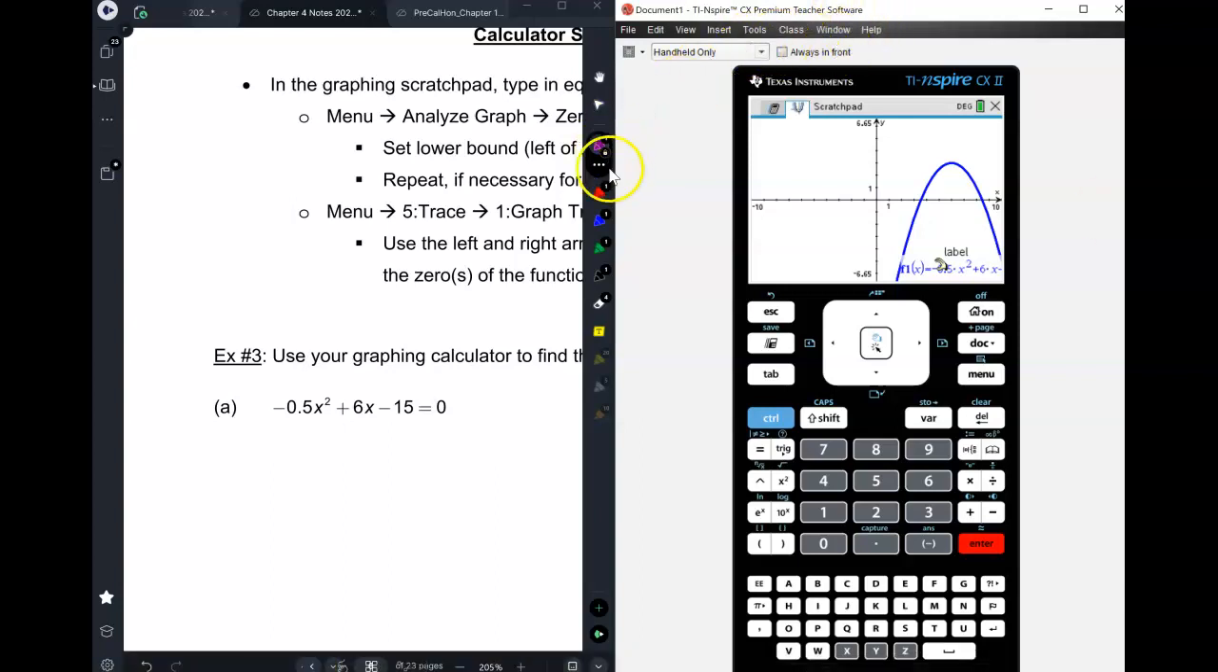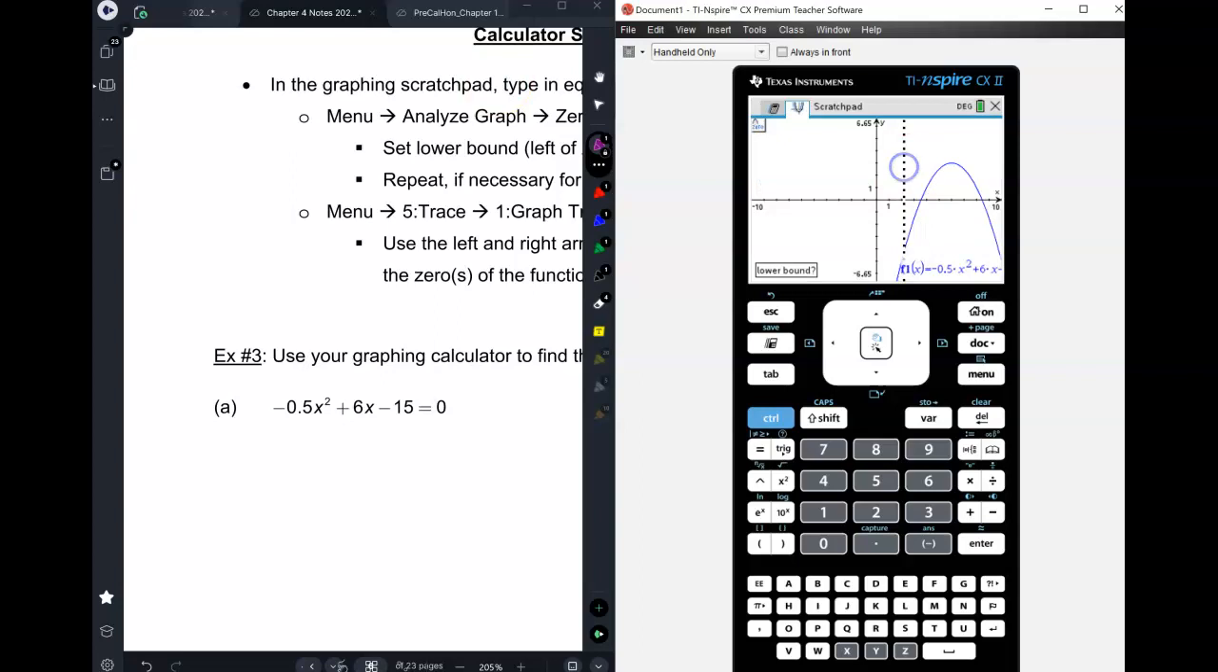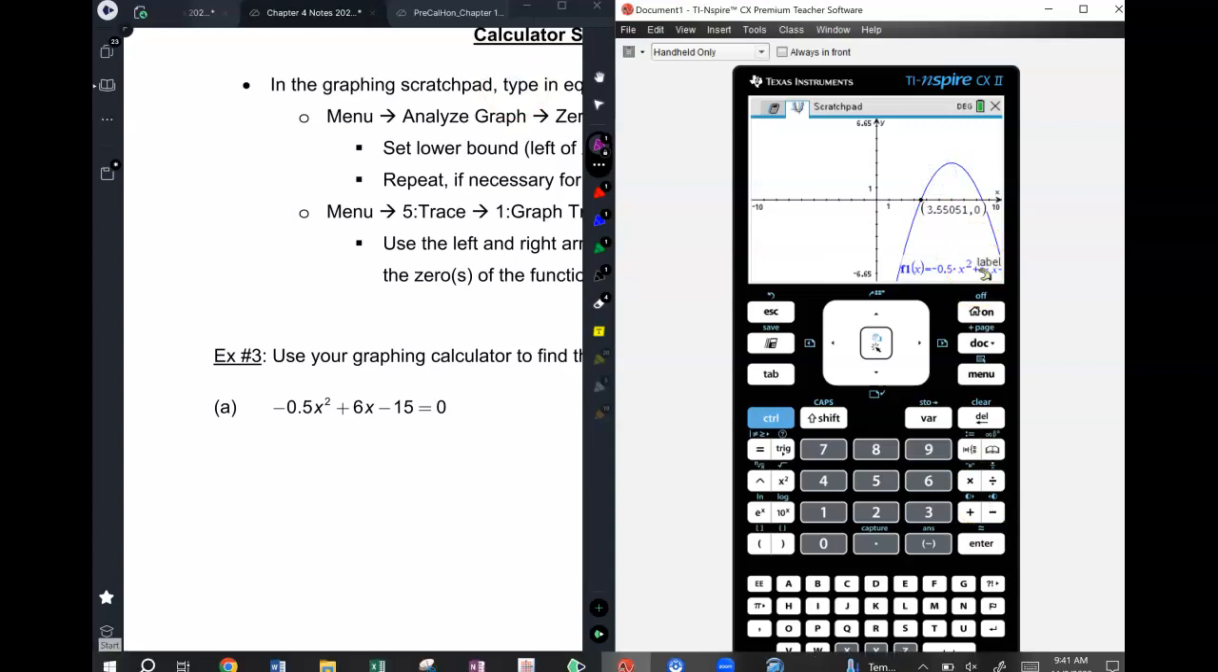Okay? So here's what you're going to do. Use the steps on top of that page. So menu, analyze graph. What are we finding? Zero. We want the zeros this time. So here is 1, 0. I go to the left of it, highlight the 0. Do you see where the 0 is? It's that point where it crosses the x-axis.